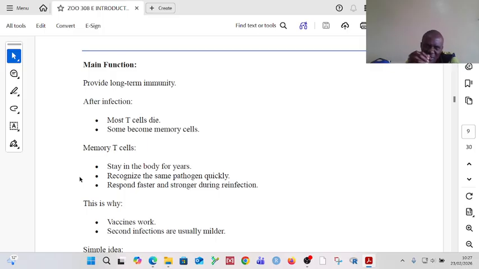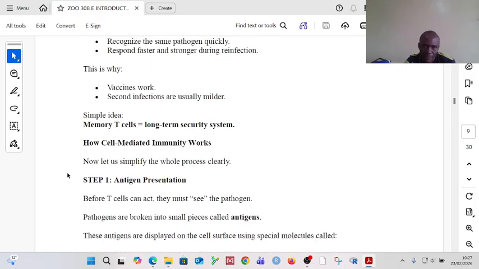It is on the basis of these memory T cells that vaccines work. It is also on the basis of these memory T cells that when you have a second infection, it will mostly be mild. It won't affect your body as badly as the first infection did. Because in your first infection, you didn't have memory T cells. But in your second infection, you now have memory T cells, and they respond quickly.